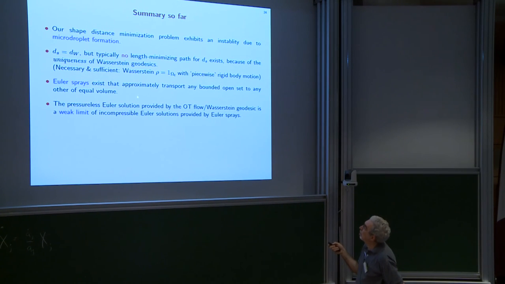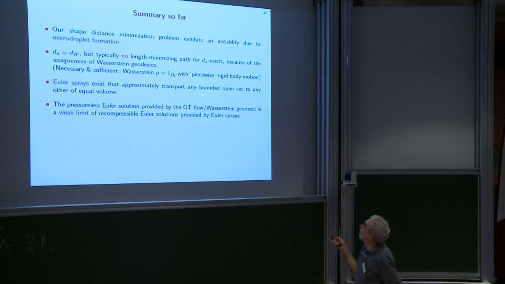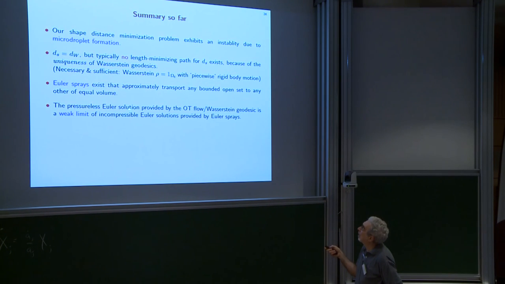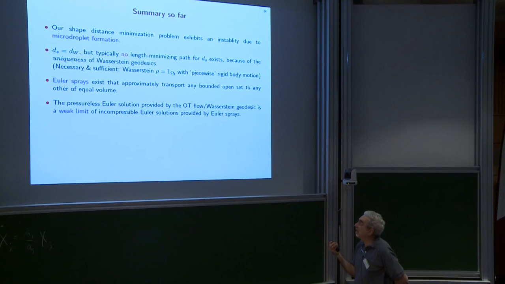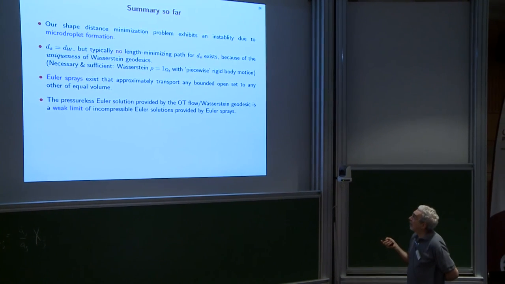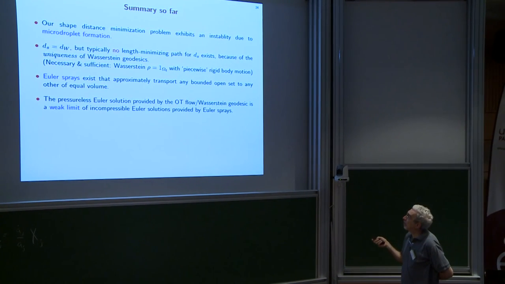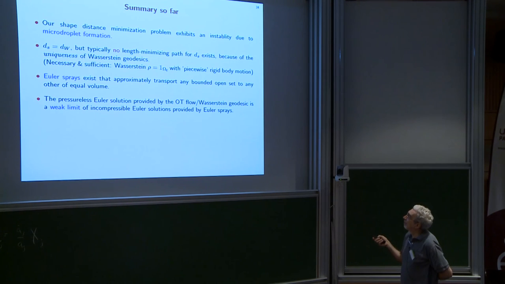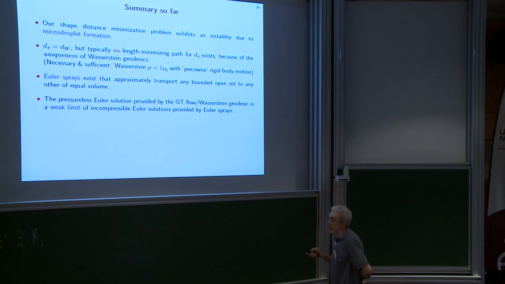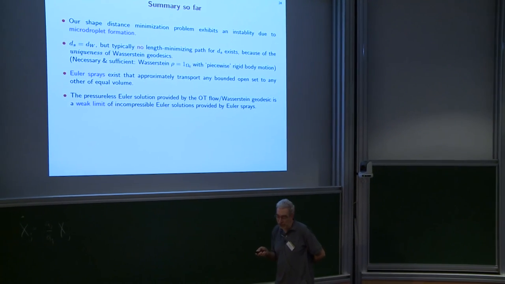So we've seen that Euler sprays exist approximately transporting a bounded open set to another one of equal volume. If you consider weak limits of the corresponding Euler solutions, you get the optimal transport flows, the Wasserstein geodesics, which have density going between 0 and 1.